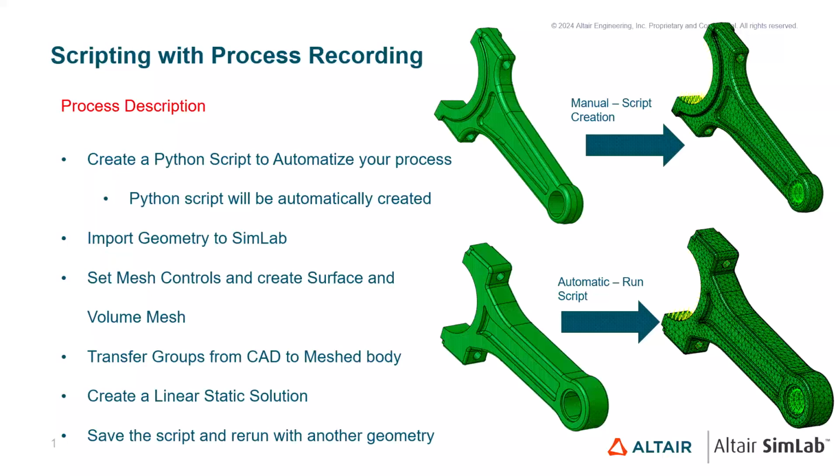In this tutorial, you'll learn how to do a script to automate your process. The script will be automatically created by SimLab following all the steps recorded in your session. You'll learn how to properly create and select mesh controls through groups and create solutions. You'll also rerun the script with a different geometry.